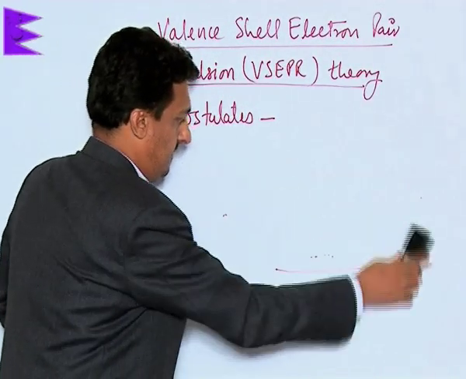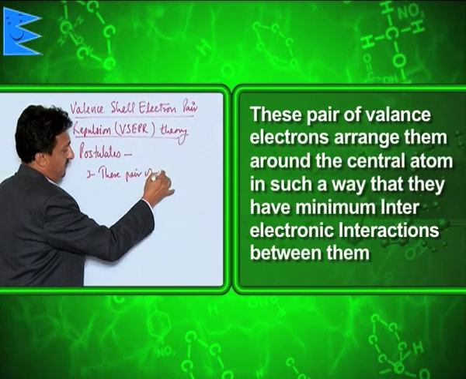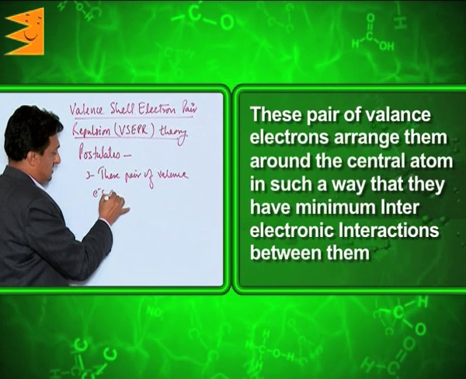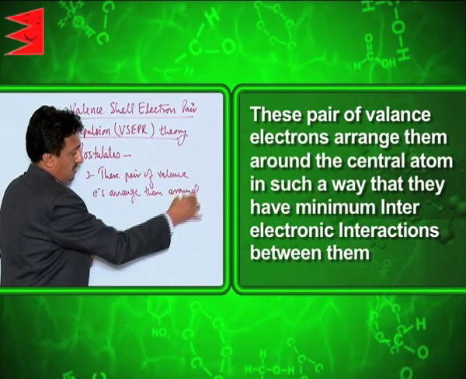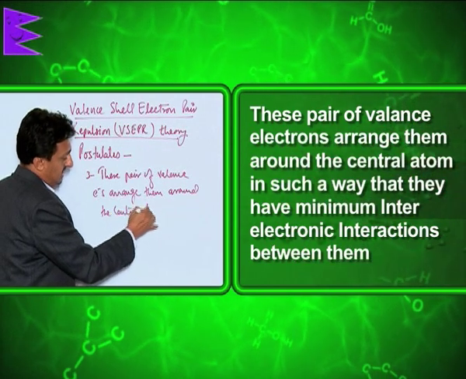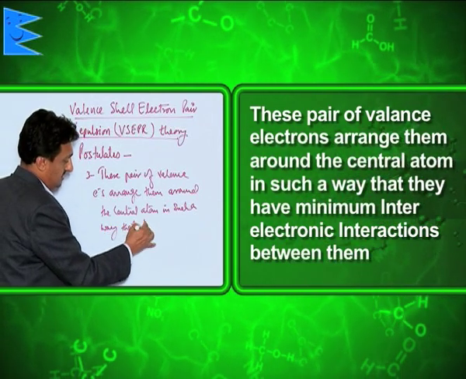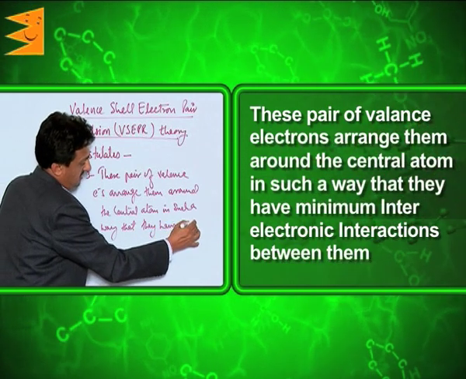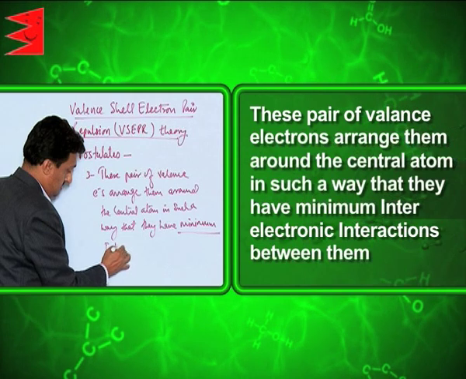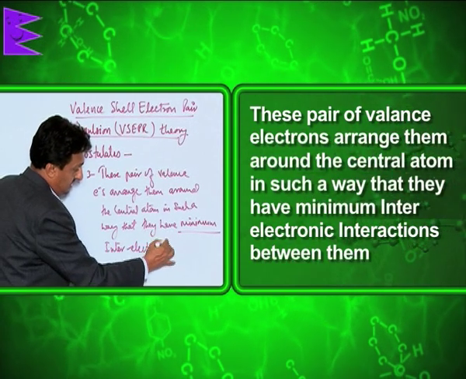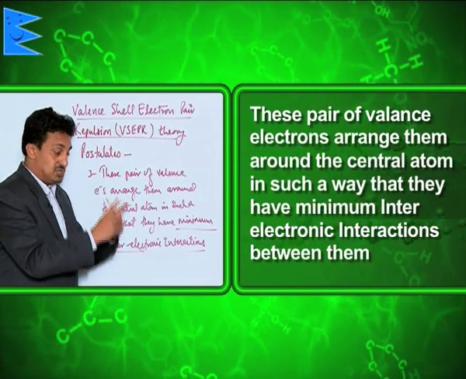Third point, these pairs of valence electrons arrange themselves around the central atom in such a way that they have minimum interelectronic interactions between them. This is the most important line, because we must know like charges repel each other.